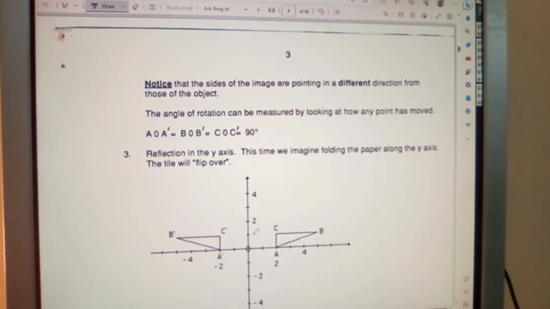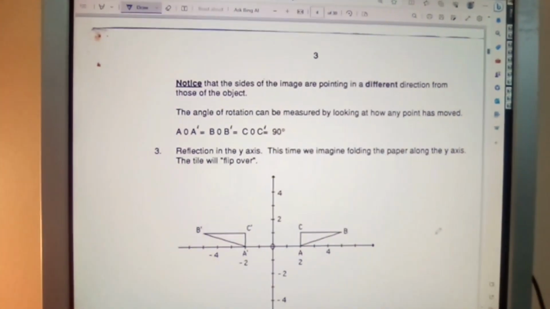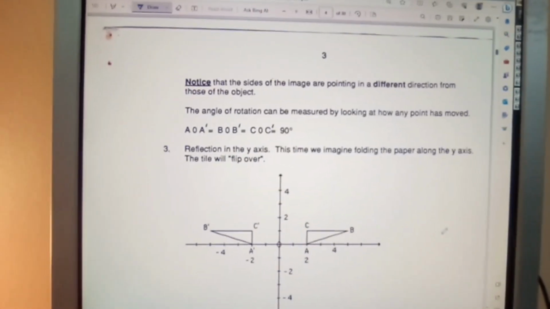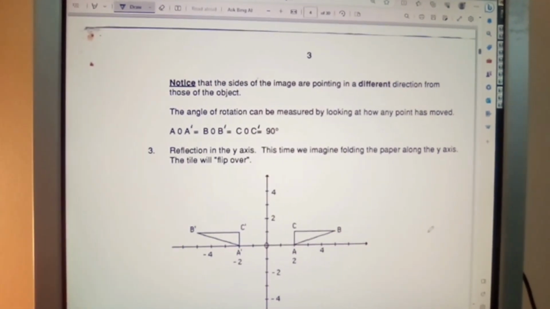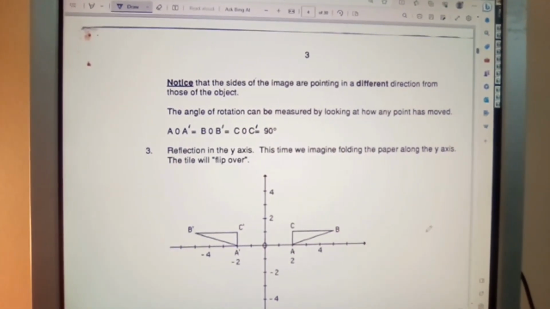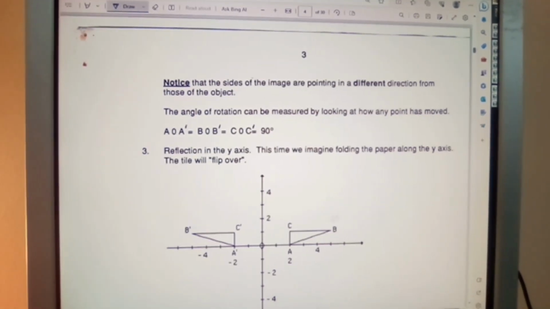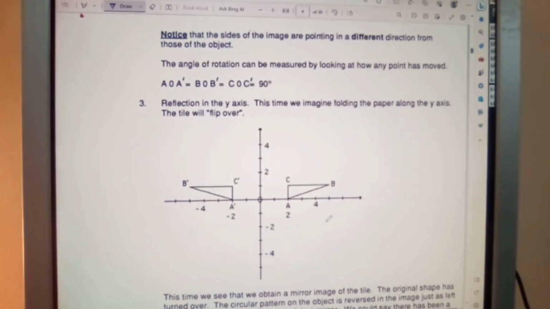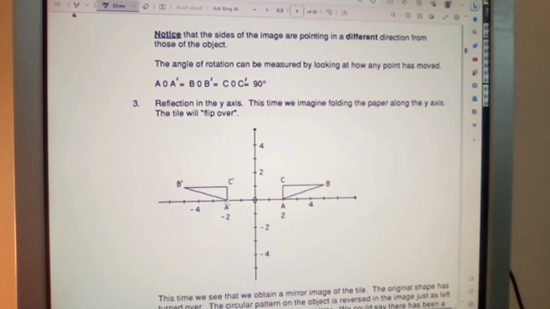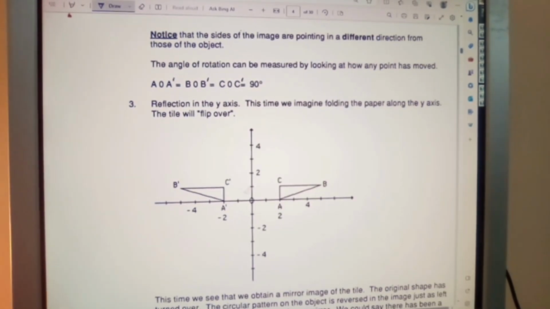Reflection in the y-axis. This time we imagine folding the paper along the y-axis. The tile will flip over. Okay, and now this is where we are. That still remains the original, and this is our new position.